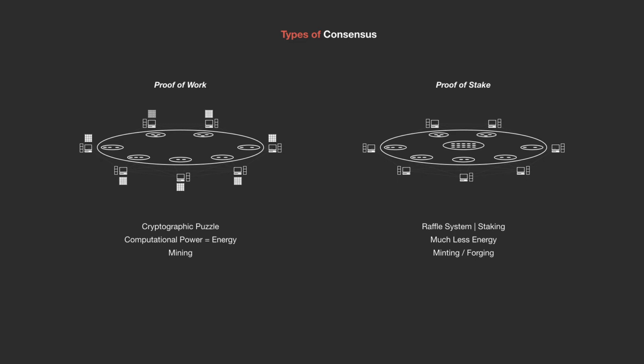So those are your two flavors of types of consensus, proof of work and proof of stake. Hopefully that gives you a high level understanding of the differences between the two.